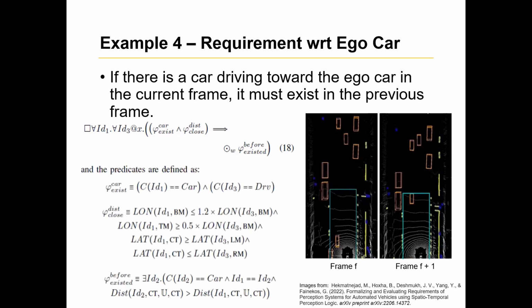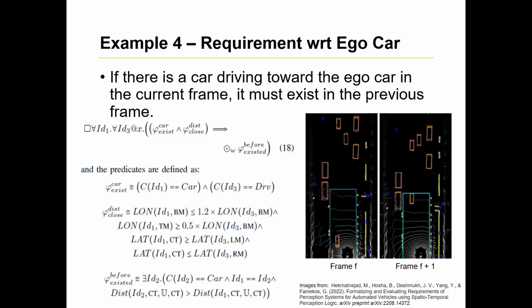And the predicates are as follows. If you just look at car existed, it basically says that there's a car with ID1 and the class is car, and ID3 is basically the drivable area of the road. So this is what says the car exists and the distance is close. Distance is close basically translates to this particular box, the one in the green.